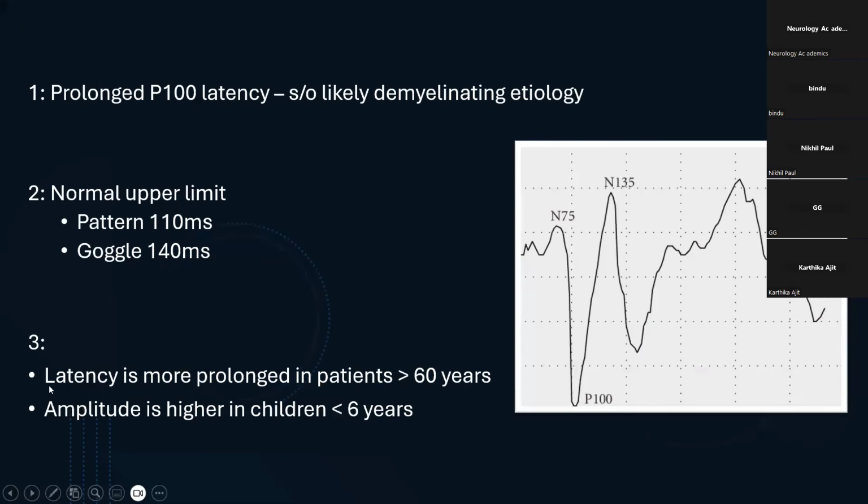Here we can see the effect of age on the latencies and amplitudes. Latency is more prolonged in patients more than 60 years. Amplitude is higher in children less than 6 years. It's probably due to the slowing of conduction due to aging.